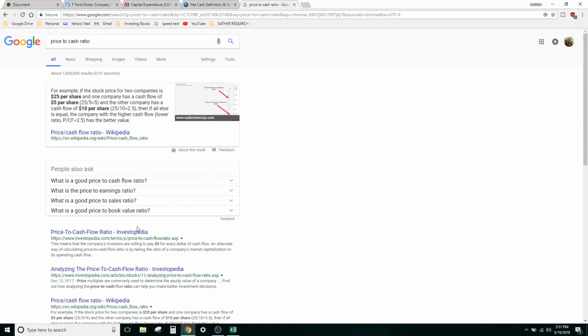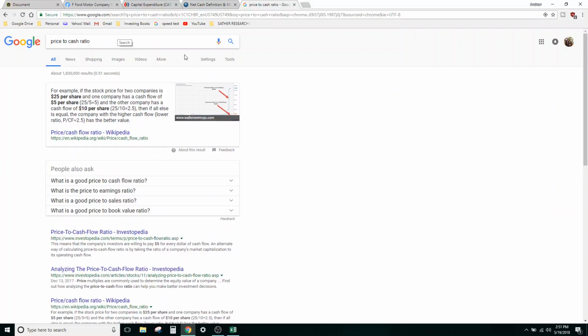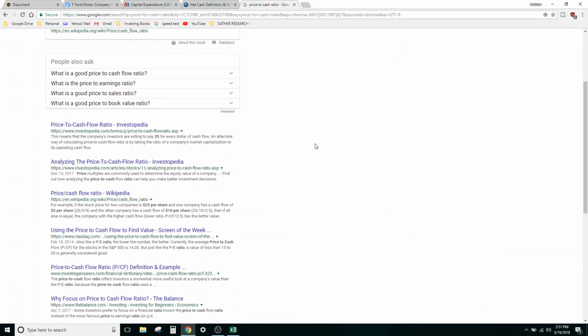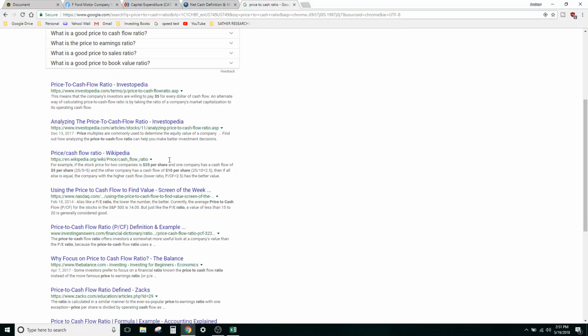So if we did a price to cash ratio, you Google price to cash, which is supposed to be P divided by C, and you start to get P divided by CF, and nobody's talking about price to cash like I talk about. They're talking about this price to cash flow thing.